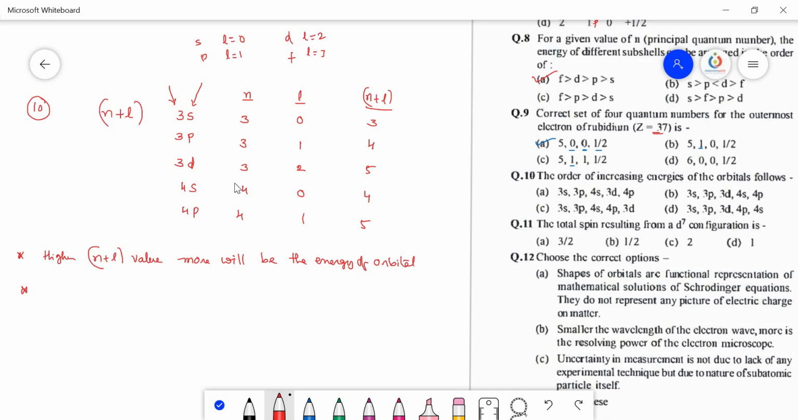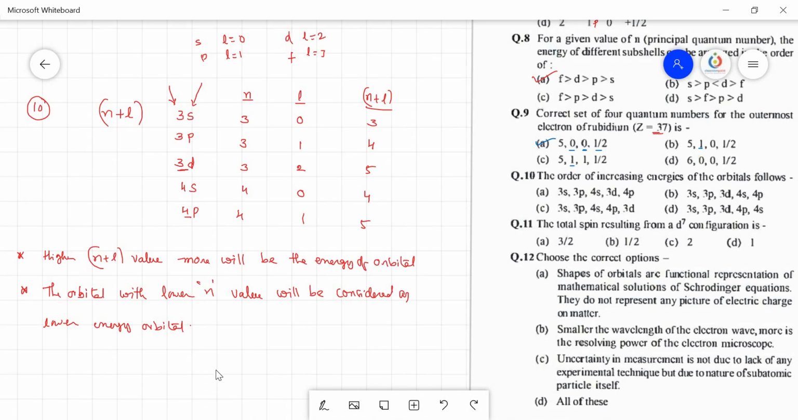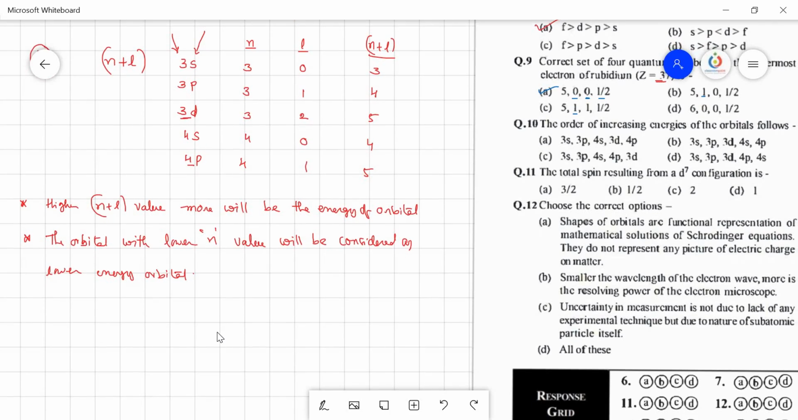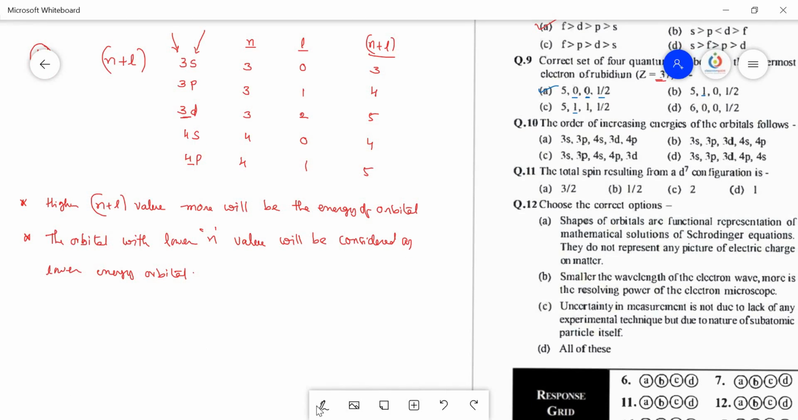If any two orbitals have the same n plus l value, in such cases the orbital with the lower n value will be considered as the lower energy orbital. So according to the Aufbau principle, electrons first enter the lower energy orbital, and they enter the higher energy orbital only after completely filling the lower energy orbital.